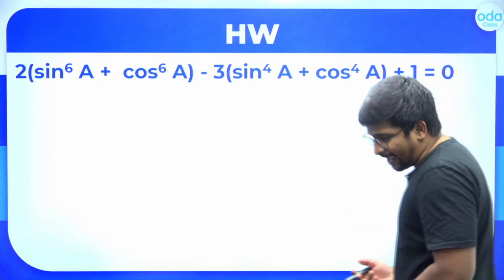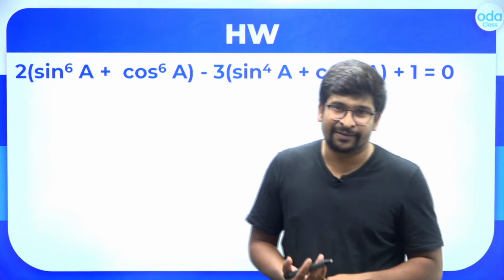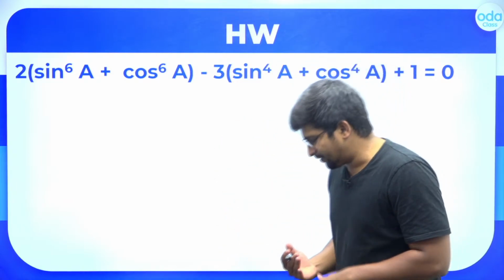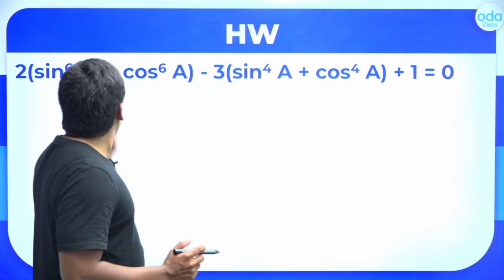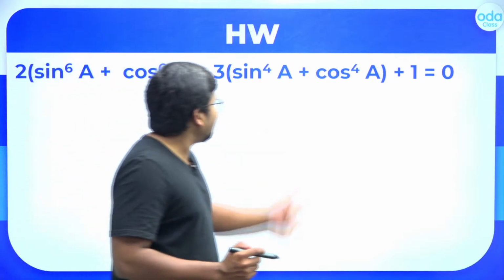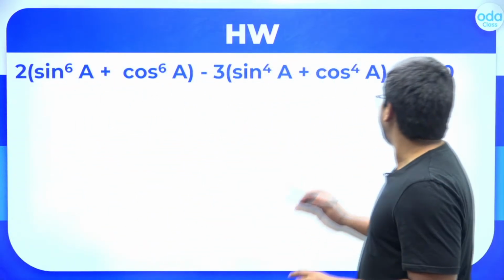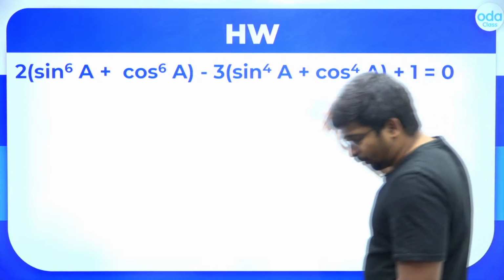Okay, so let's start with the homework question from the previous class. How many of you have tried the homework question? I had given you the hint in the previous class. So let's try this question. The question is 2 times (sine raised to 6a plus cos raised to 6a) minus 3 times (sine raised to 4a plus cos raised to 4a) plus 1 is equal to 0. This is what is to be proved, right?